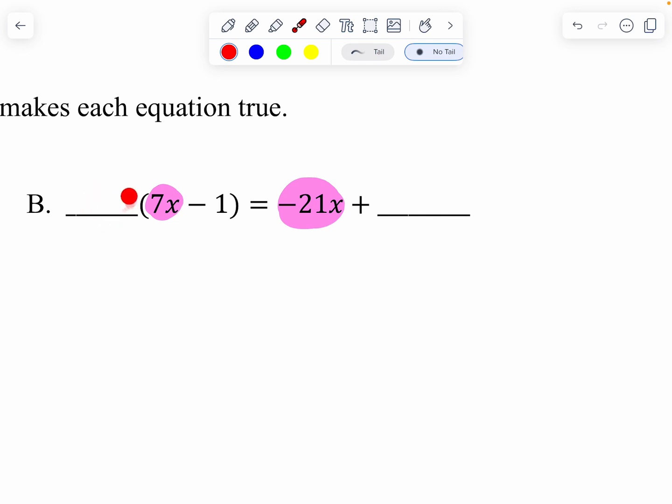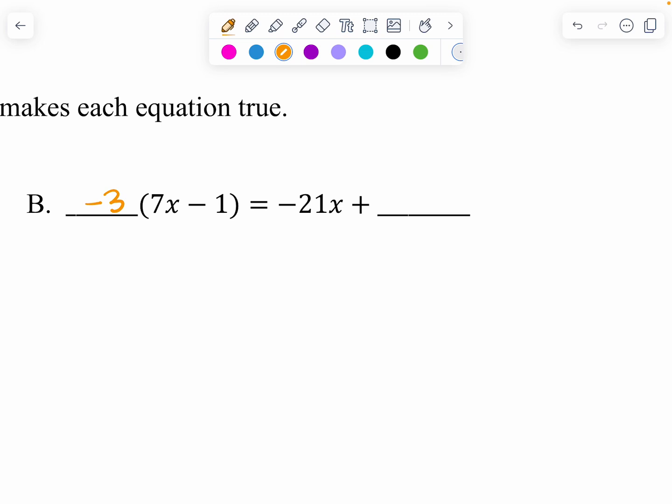Okay, so remember, the number in front is going to multiply with this. So I can think of 7 and 3 turning into 21. But I want to be careful here. If I put a 3 there, 7 times 3 is 21, and I have a negative 21 there. So I think that's an easy fix. I think I could just put a minus sign in front of that.